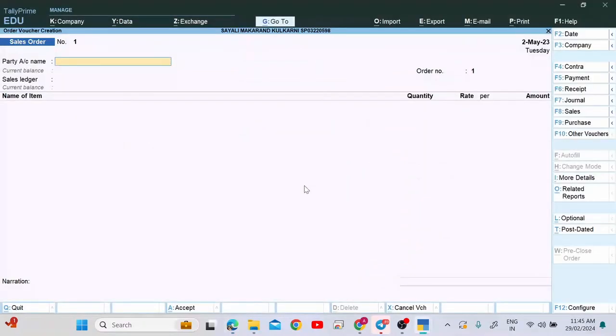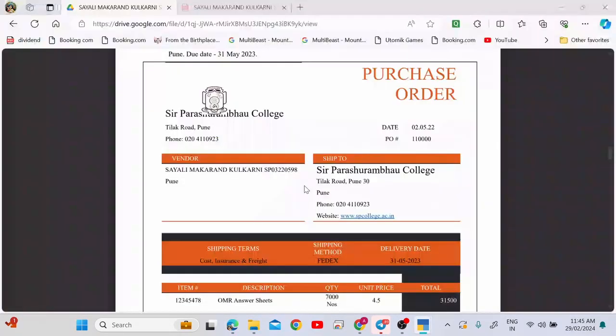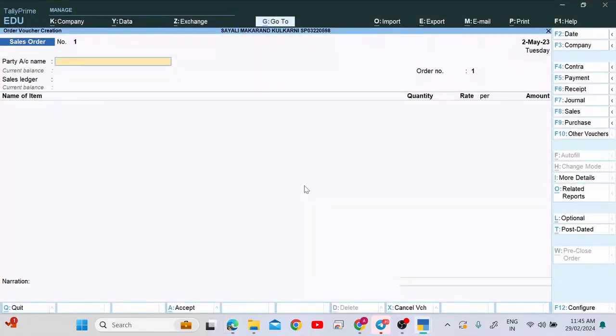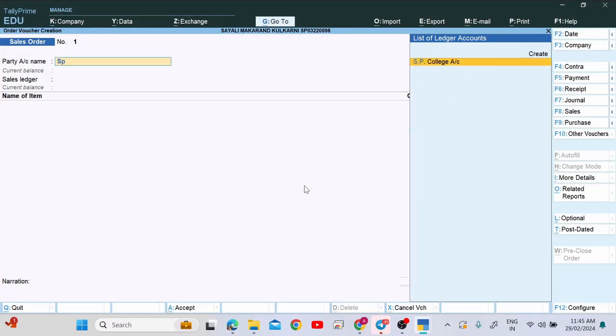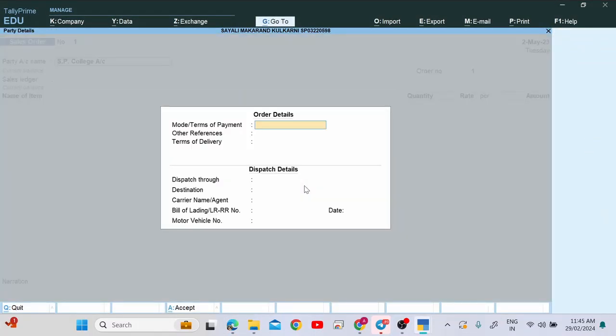Here tally is asking, whatever tally is asking, just provide the information. Party name SP college, the SP. We already given, you already created. And then in the SY, the part of our syllabus, therefore try to type whatever we have here. Mode oblique term of payment.